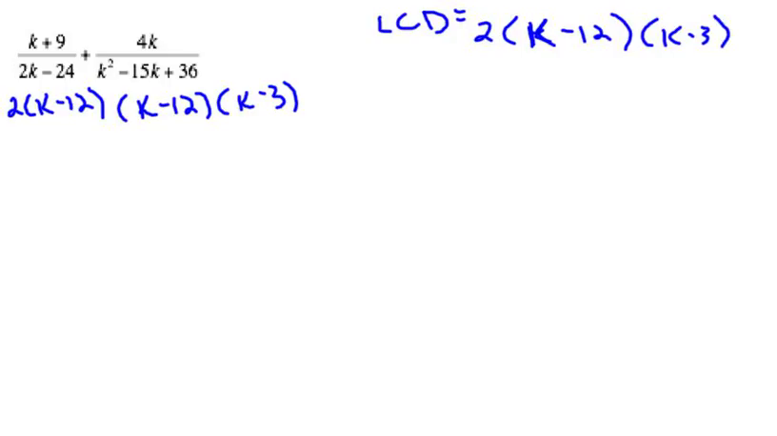So now I have to build both of my fractions to have that denominator, because of course to add fractions we have to have a common denominator. So I look at my first fraction and say, my denominator is 2 times k minus 12. What is missing from over here? That's k minus 3. So I'm going to multiply the top and bottom of this first fraction by k minus 3. Remember, multiplying by something over itself is really just multiplying by 1. That doesn't change your value.